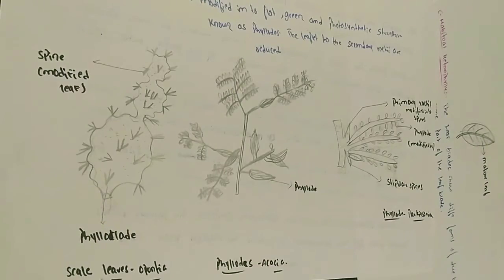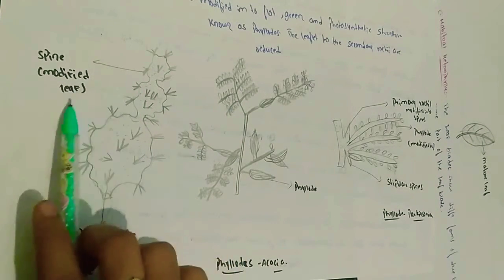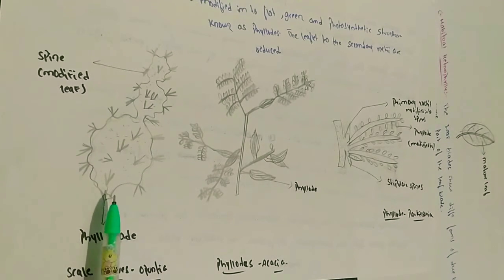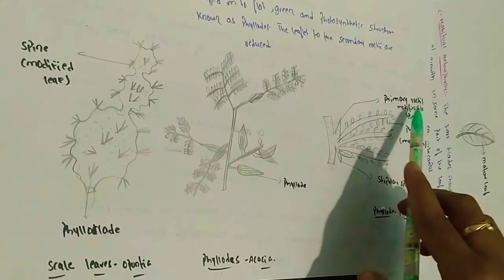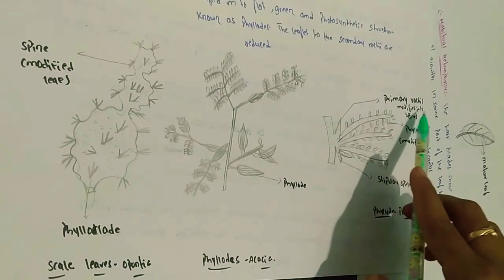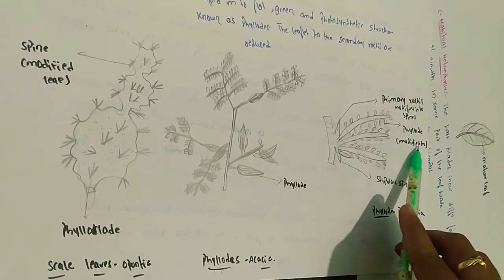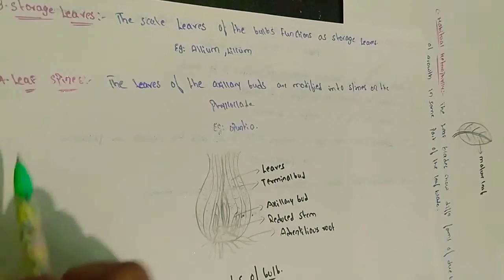This is the first type, scale leaves, in Opuntia. These are spines modified from leaves. It is a phylloclade, a flat green structure. Next, phyllodes in Acacia. In Parkinsonia, these are primary rachis modified into spines. These are phyllodes modified from secondary rachis. These are stipular spines.